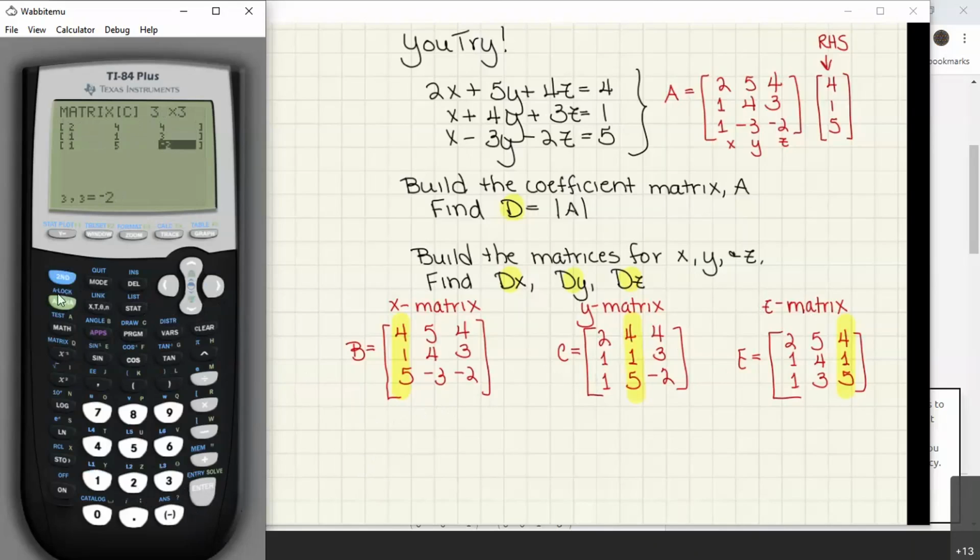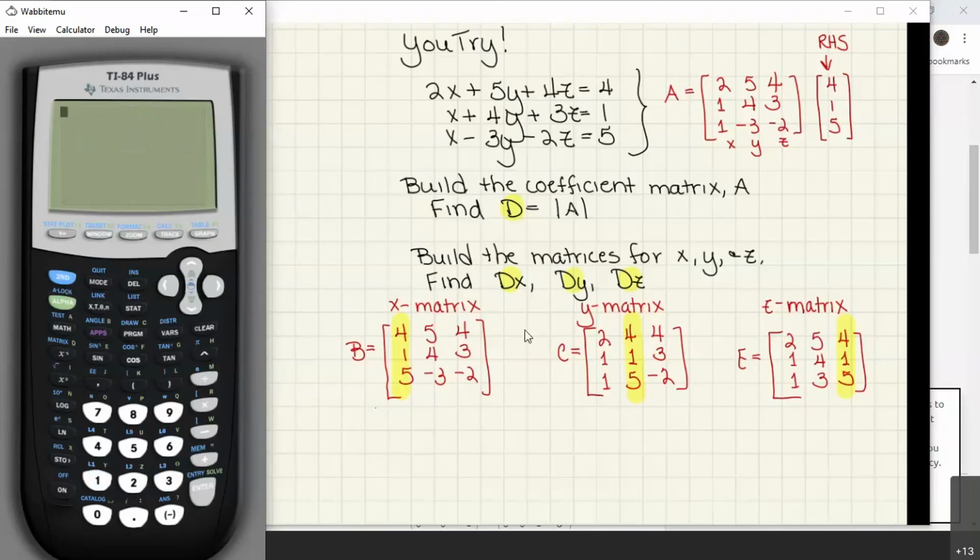Okay, and then the last one I'm going to enter in is E. Okay, and that's number 5. That's also a 3x3. And that's 2, 5, 4, 1, 4, 1, and 1, 3. And no negative numbers in that one.